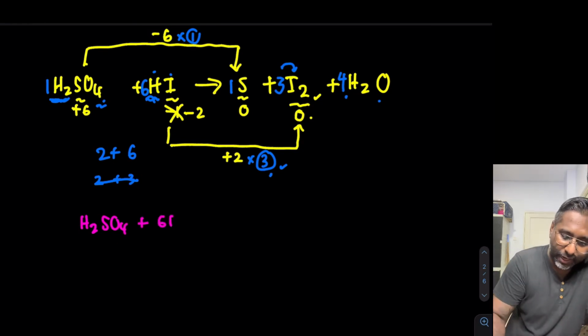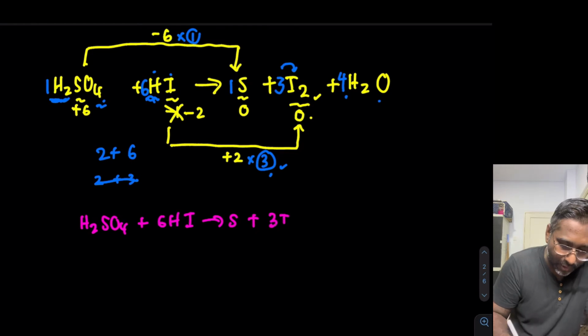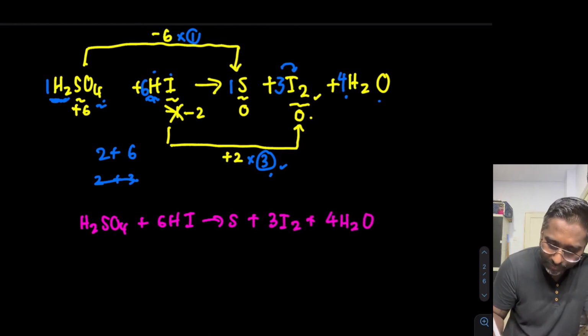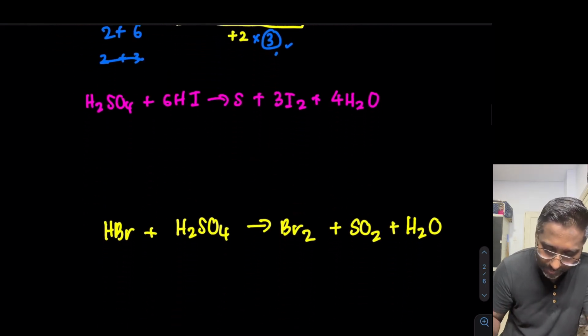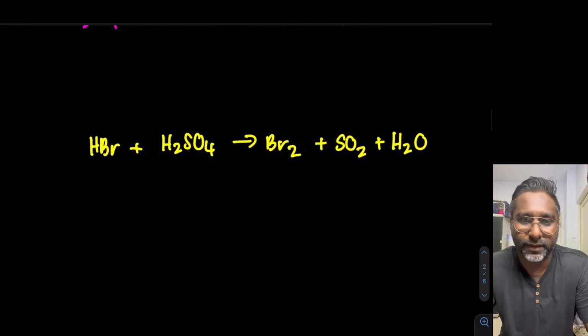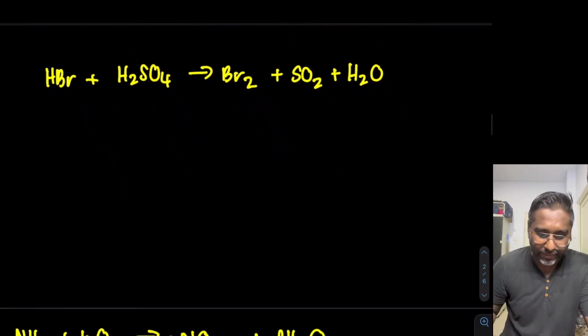So therefore, the final answer that I get is going to be H2SO4 plus 6HI, to give you sulfur, plus 3I2 plus 4H2O. So this one we have balanced. So let's look at the next one.